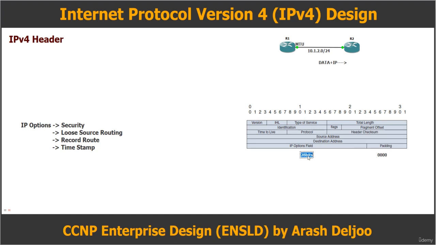Assume that the IP option field has, for example, 56 bits. Let me use, for example, 10 bits. For 10 bits we should add 22 zeros to the IP option, and after that again we will have the boundary at 32 bits.